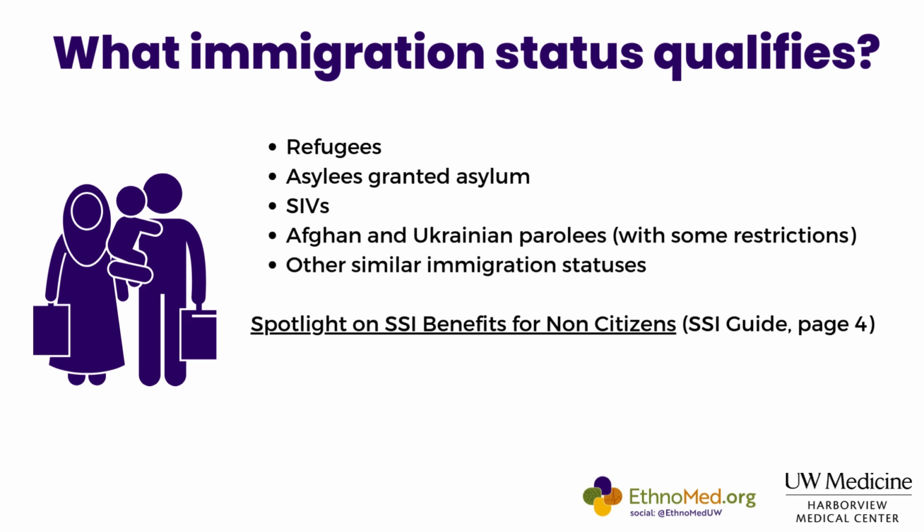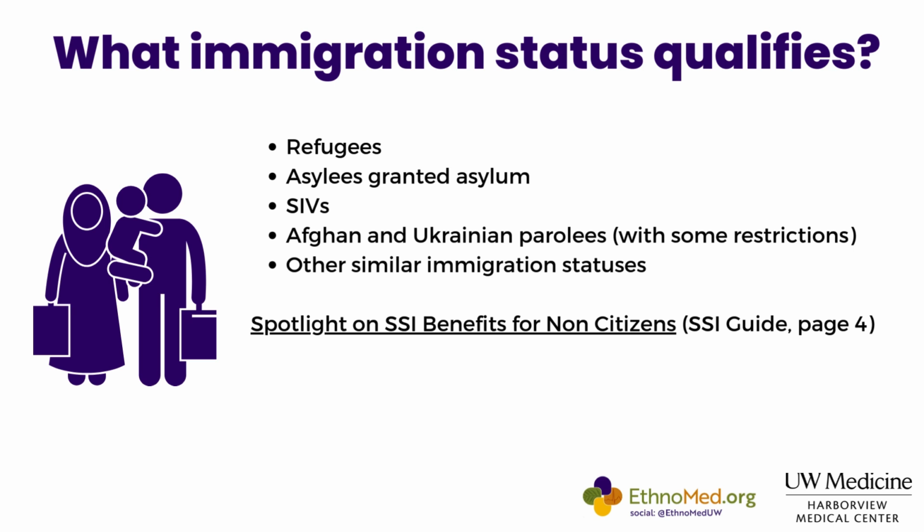So continuing to talk about eligibility, let's talk about immigration statuses and which will qualify your client to apply for SSI benefits. SSI is a program that's used by many American citizens and has relatively few immigration statuses that are also eligible. Those who come into the U.S. as refugees, who've been granted asylum, have SIV status, Ukrainian and Afghan parolees with certain date restrictions, and other similar immigration statuses do qualify for SSI.